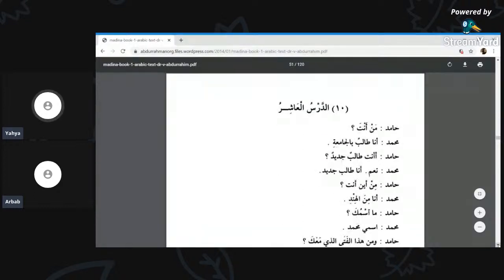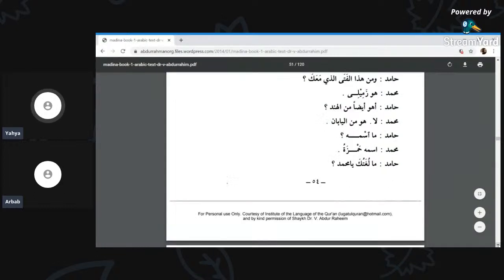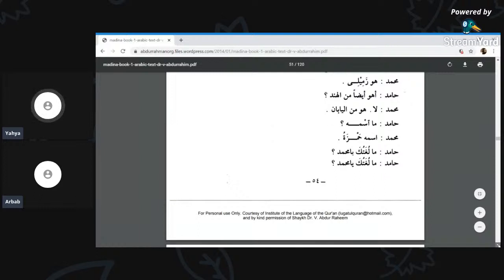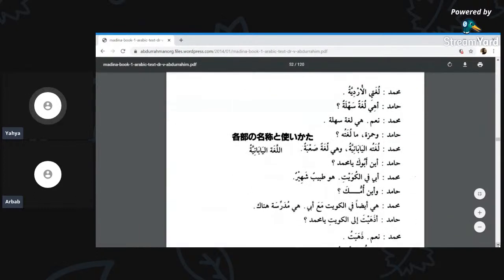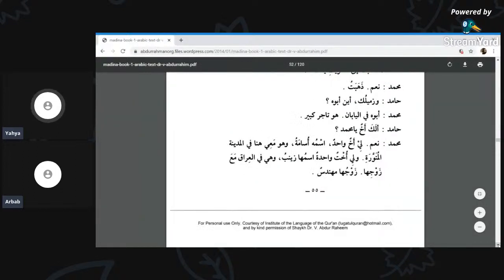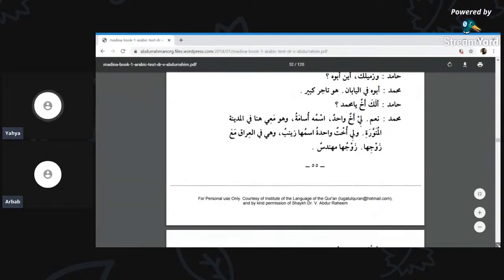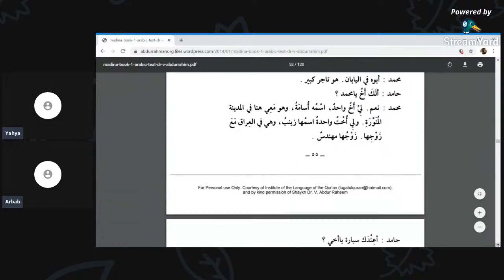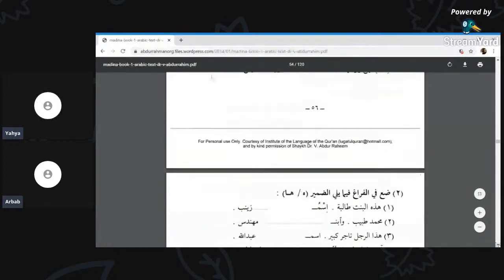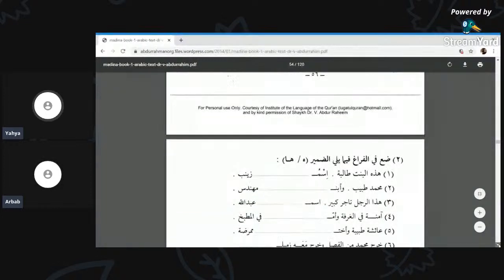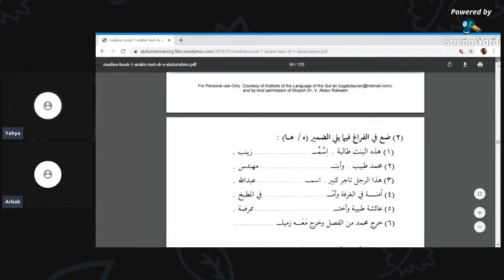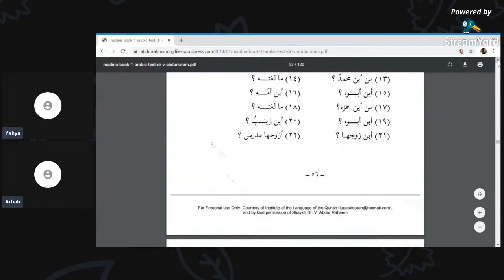All right, ad-darsul ashir, the 10th lesson. So what they do in these books, they give you the text at the beginning, and they introduce new concepts and new rulings in the text, which you might not necessarily understand at the time of reading it. But then afterwards, they start breaking down and explaining the rulings and giving you exercises on them. Okay, I'm just trying to scroll down. Okay, the dama'ir. So now we have the pronouns here, I can see. We have pronouns. Okay.